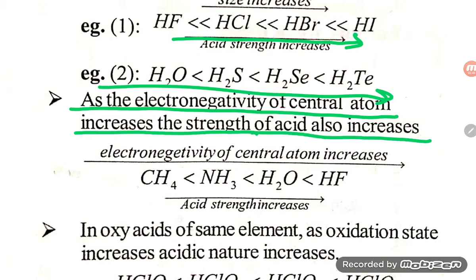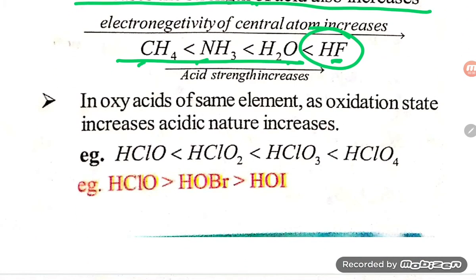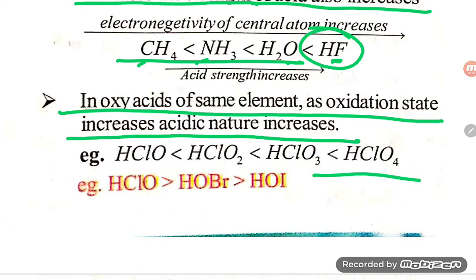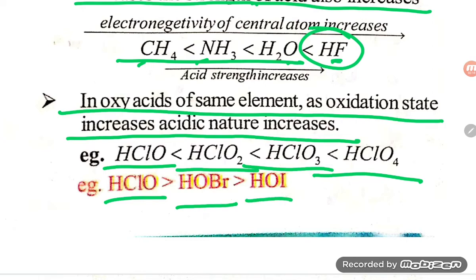If you take carbon, nitrogen, oxygen and fluorine as the central atom, fluorine is the most electronegative, so HF is the strongest acid among these. In oxyacids of the same element, as the oxidation state increases, acidic nature increases: HClO4 is highest, then HClO3, then HClO2, then HClO. Similarly, HOCl is greater than HOBr, then HOI.